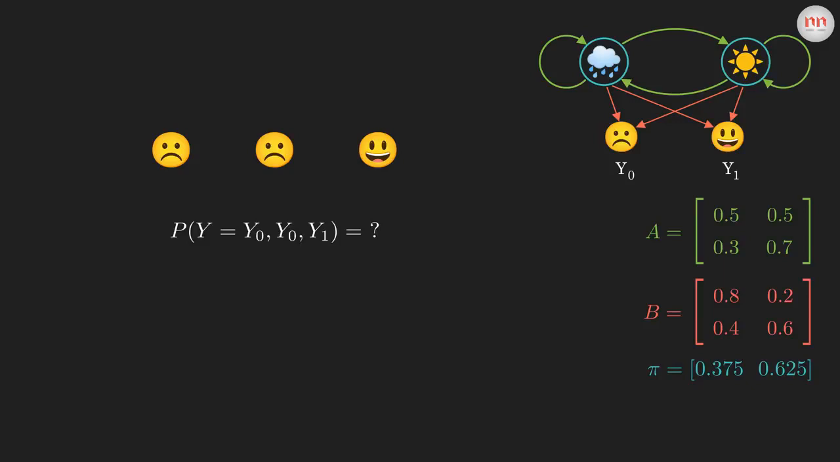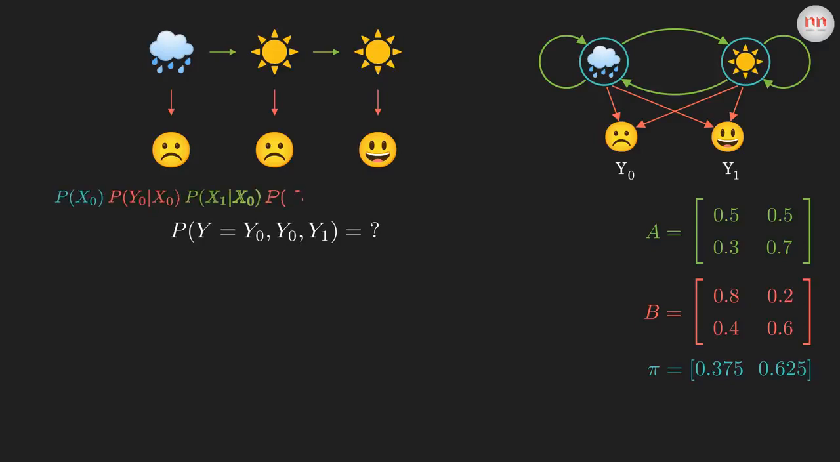To compute this, we need to consider all the possible sequences of hidden states that might produce this observed sequence. Take this sequence for example. On the first day, we have rain followed by 2 sunny days. Let's compute the probability for this case. First, we have the probability of rainy day multiplied with the probability of sad mood given rainy day, then sunny day given rainy day, and so on. Yeah, I have denoted rainy state using x0 and sunny state using x1.